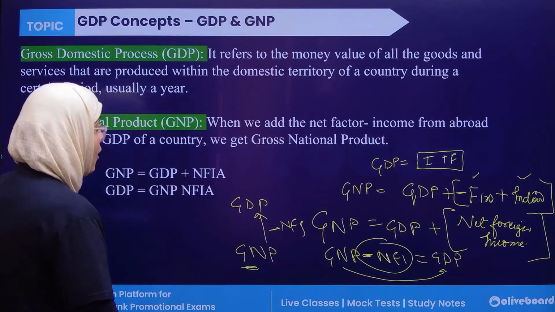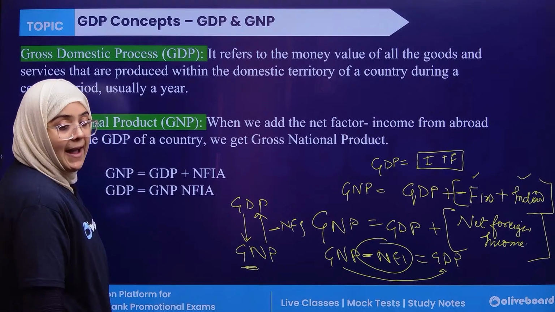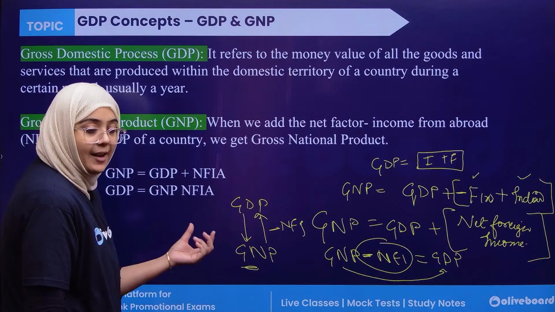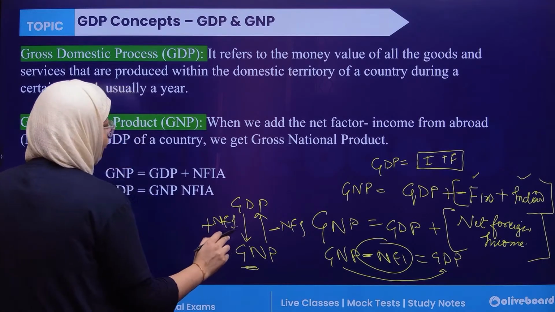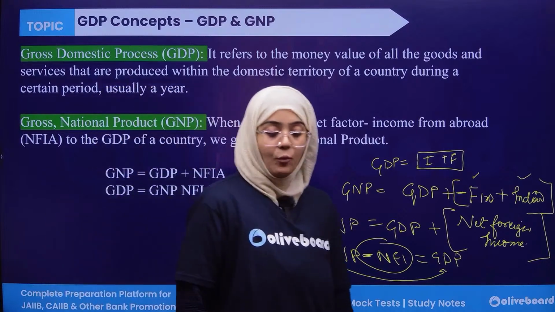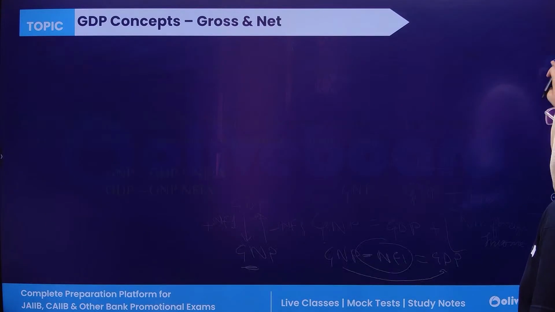Okay. Now, if I have to convert GDP into GNP, if I have to convert gross domestic product into national product, simple, I have to add net foreign income. Clear?